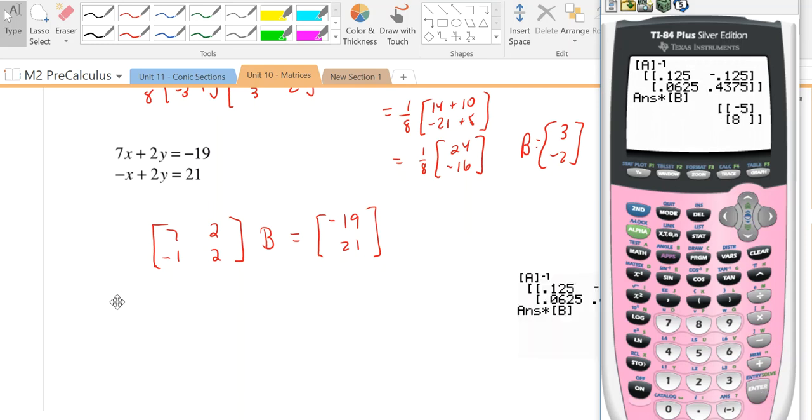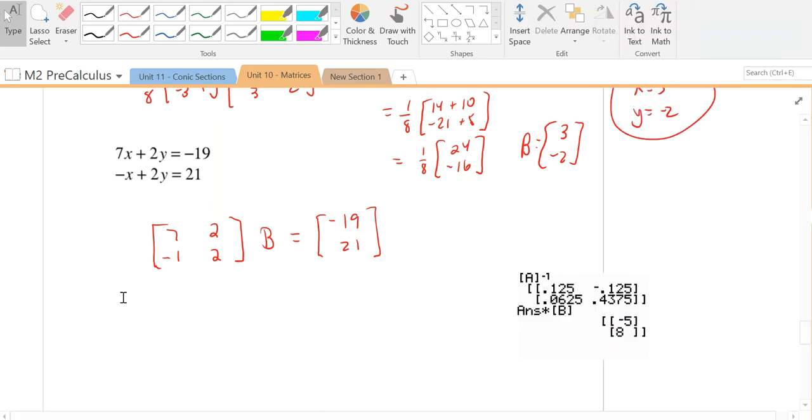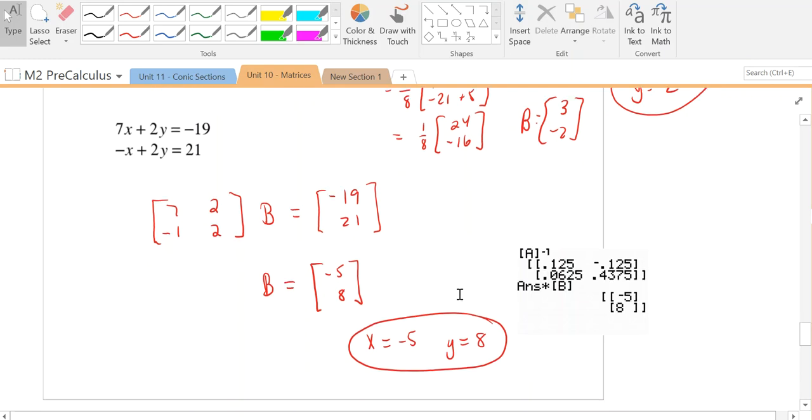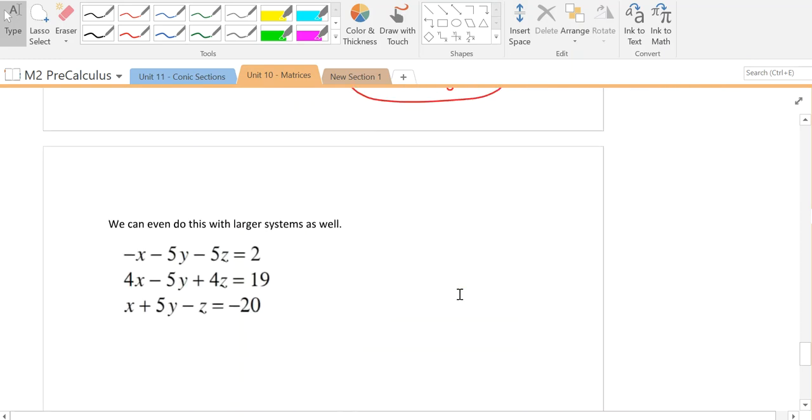Boom. So, oh, sorry, B is negative 5, 8. So that's telling me x is negative 5, y is positive 8. Boom, with the calculator, so easy. We can also do it with larger systems, which is, again, one of the real benefits of this type, that I can do this on larger systems as well. So I'm just going to have more pieces here.